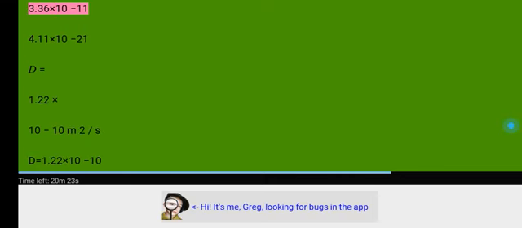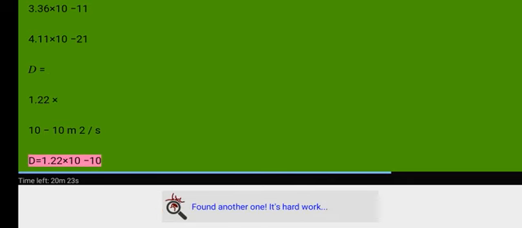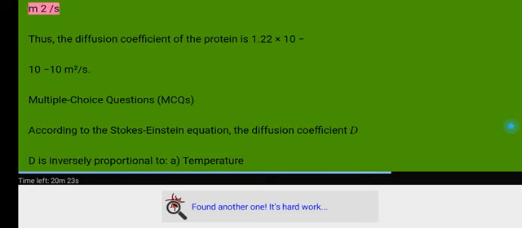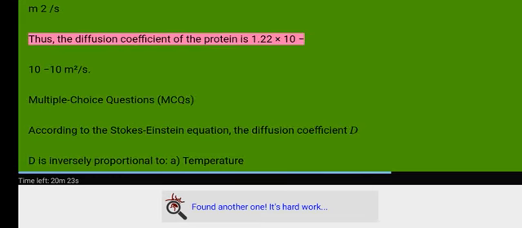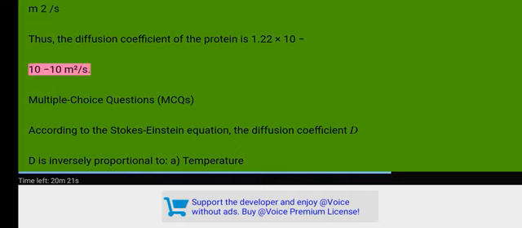D equals 4.11 times 10 to the minus 21 divided by 3.36 times 10 to the minus 11. D equals 1.22 times 10 to the minus 10 m² per second. Thus, the diffusion coefficient of the protein is 1.22 times 10 to the minus 10 square meters per second.